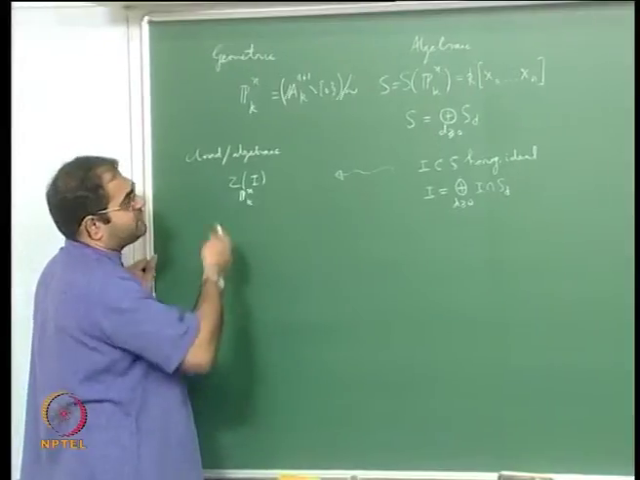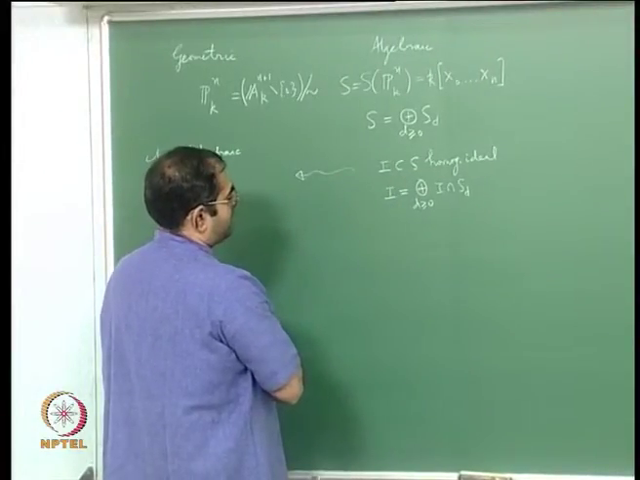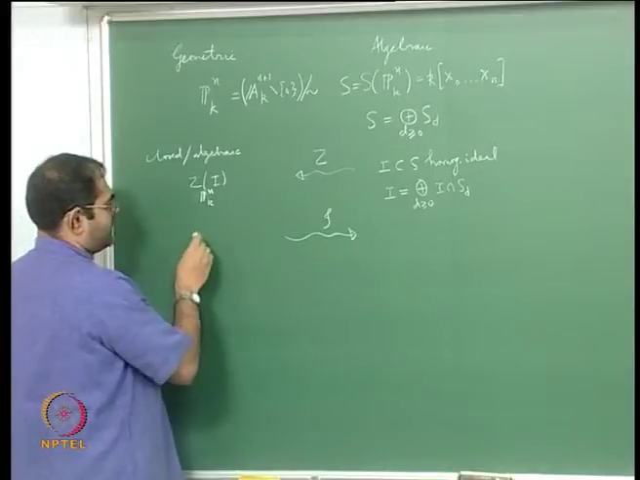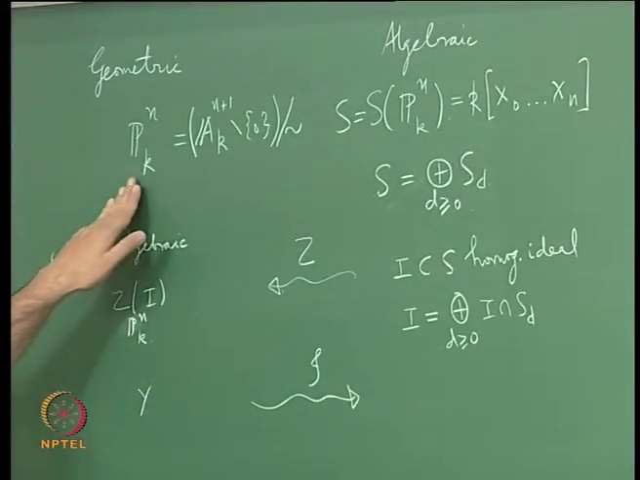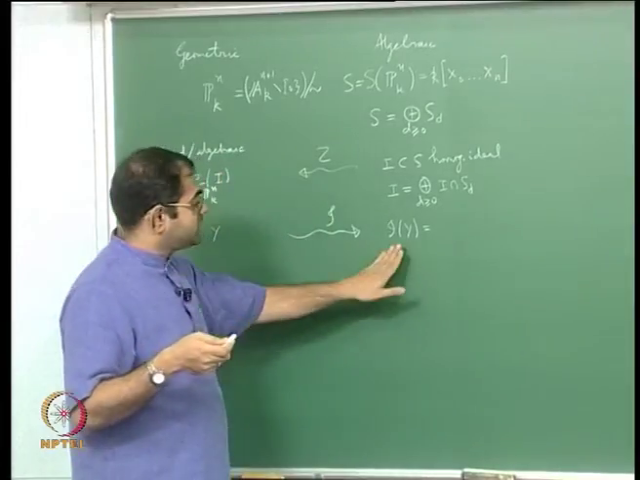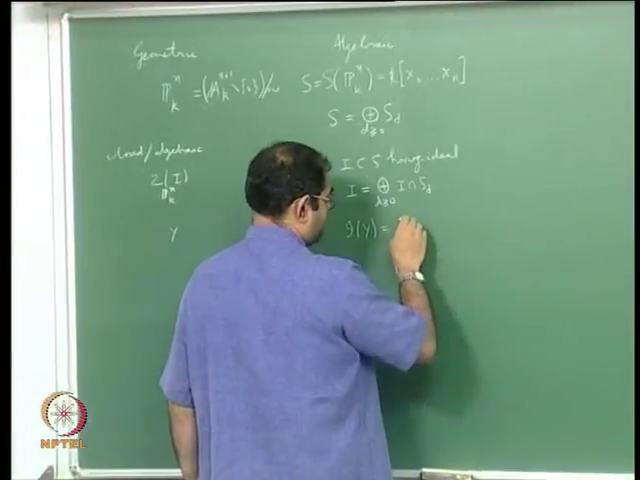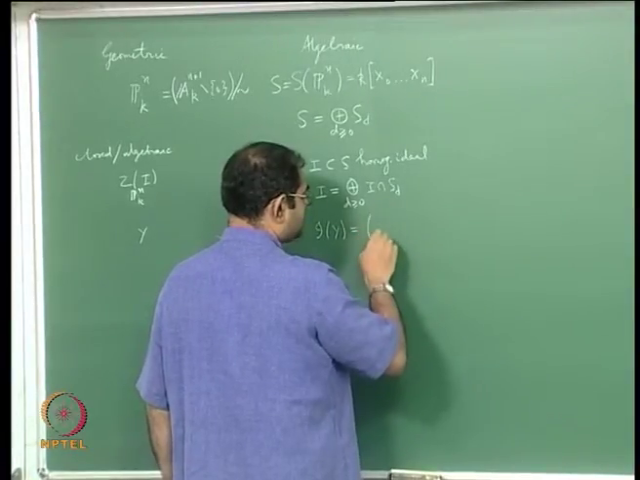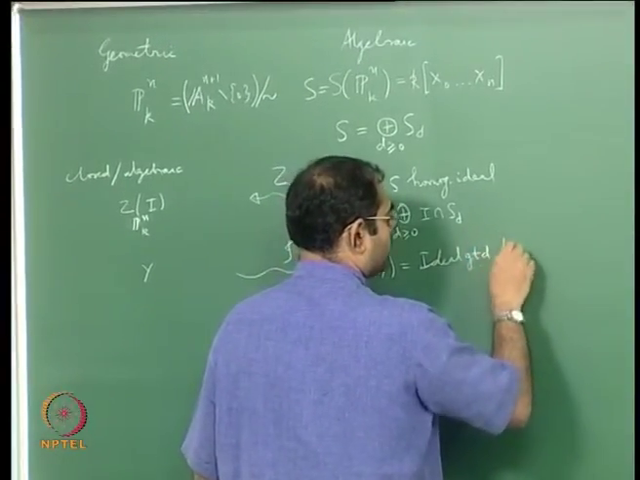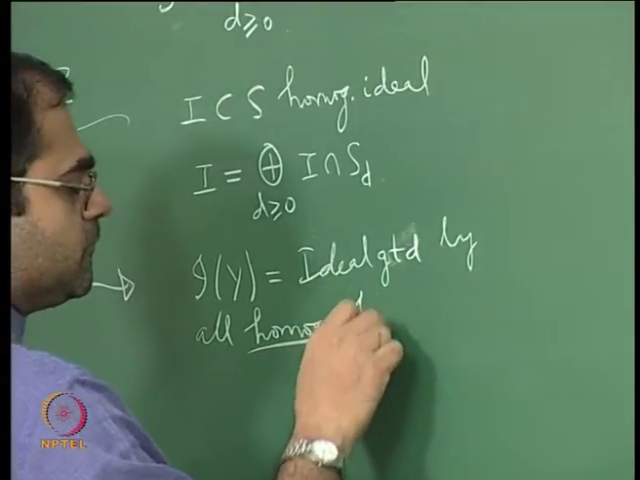So the fact is that, as in the affine case, you get a very nice picture. You have an arrow going in this direction, and there is also an arrow going in this direction. This is the Z, this is the I, and given any subset Y of projective space, I of Y is the ideal generated by all those homogeneous polynomials which vanish on Y.